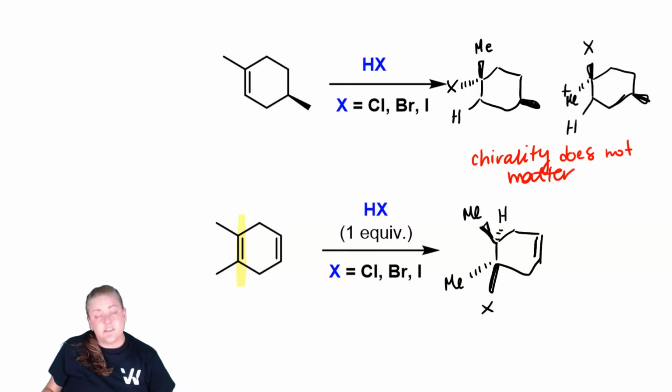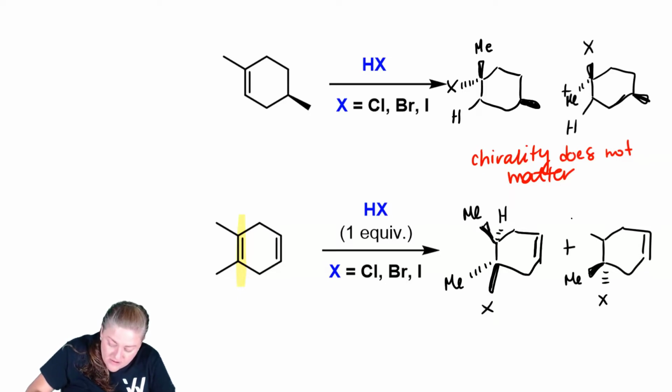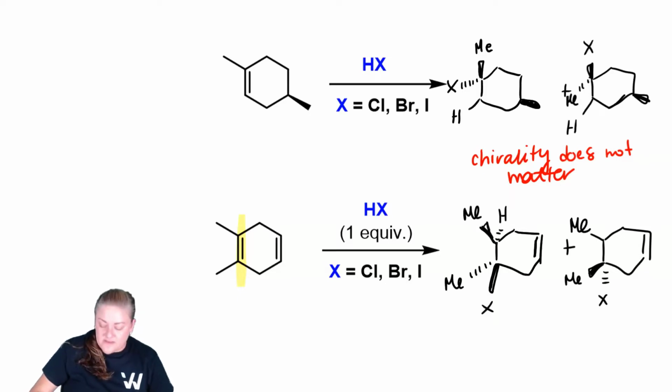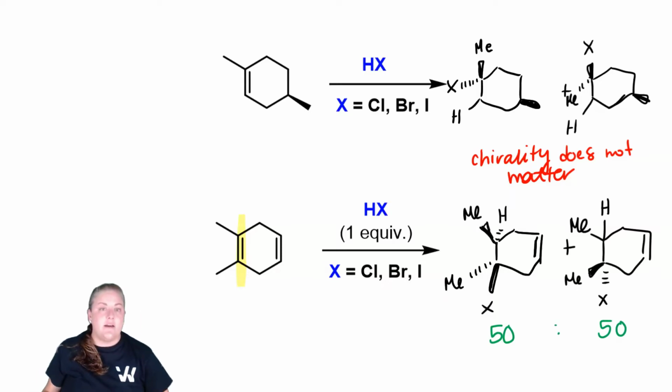And we should ask ourselves the question, do we need to redraw this? Is this indeed chiral? The answer is yes, it is. So we'll draw the other product like so, with the methyl pointing up and the halide pointing down, with the methyl like so, and a hydrogen. We give the distribution here, 50%. 50% of this chiral mixture.